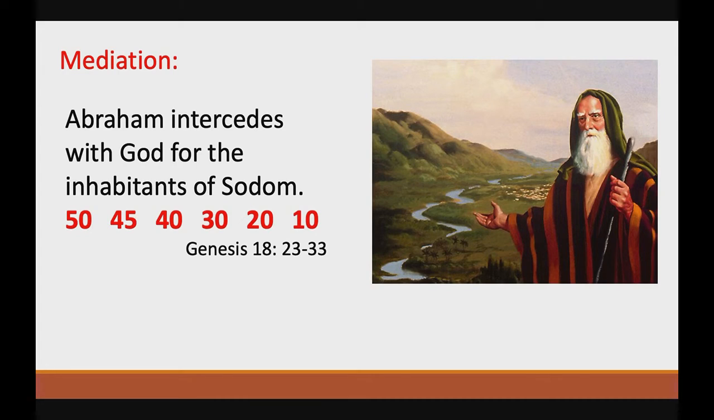About mediation. How many times did Abraham intercede with God for the inhabitants of Sodom? Six times. Number six belongs to man. But you see the numbers there? 50, 45, 40, 30, 20, 10. All are multiples of five.